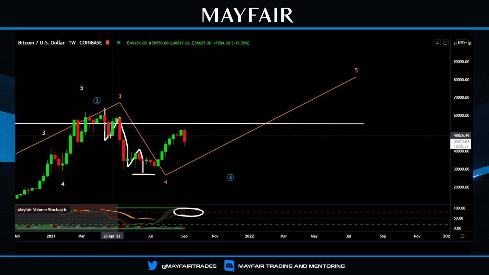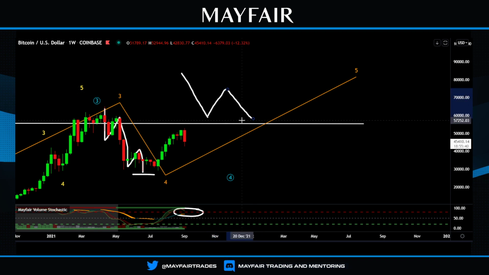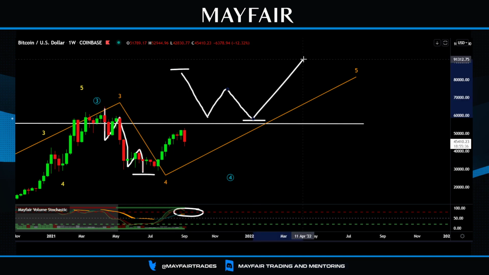Now, if we do go into a combo type move, we could easily see a zigzag, which is possibly the most common ABC type of move. But inside the zigzag, we would expect a move down being 5 waves, a push back up being 3 waves, and then a push down being another 5 waves to complete that, which gives us the zigzag overall, and then we can expect a move on up at the bottom of this.